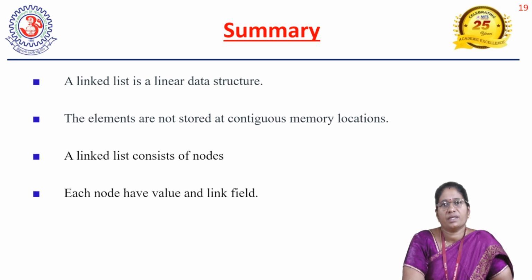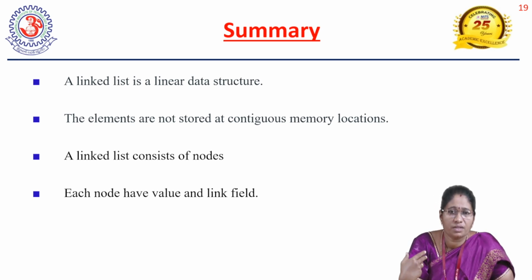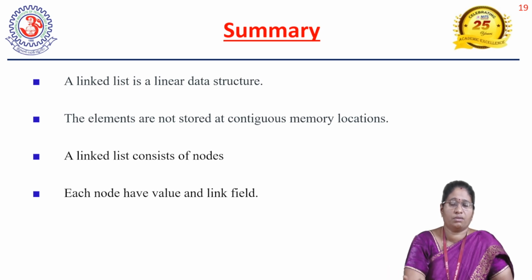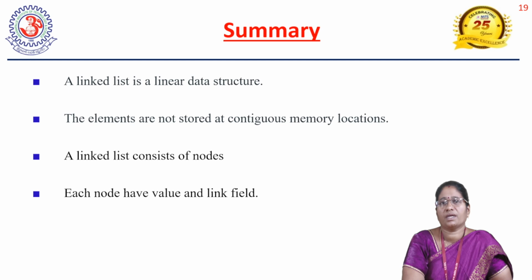Another important difference between an array and a linked list: an array is a contiguous memory location, where we store elements sequentially from the start. But a linked list is not like that. Wherever there are empty places in memory, we can store our elements, and through the link field we make connections. That is another thing we discussed today.